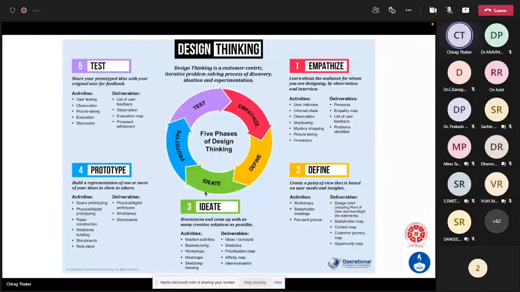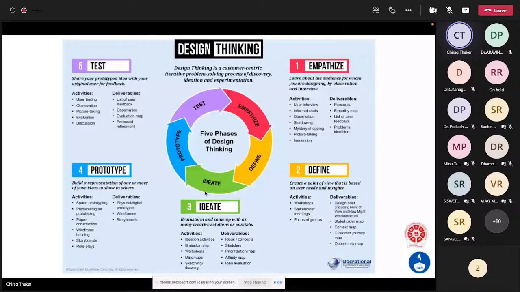If we are in the define stage, what are going to be your activities? You can organize workshops, you can have stakeholder meetings, or you can also develop focus groups. And what are going to be your deliverables? Design brief, or stakeholder map, context map, customer journey map, or opportunity map.